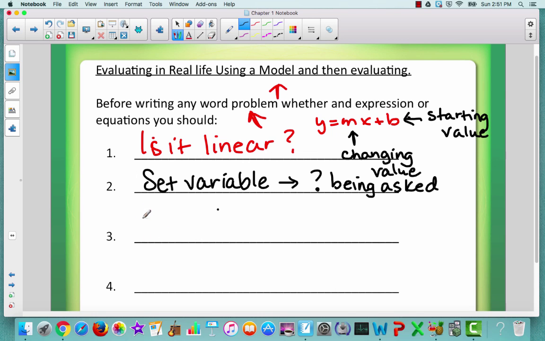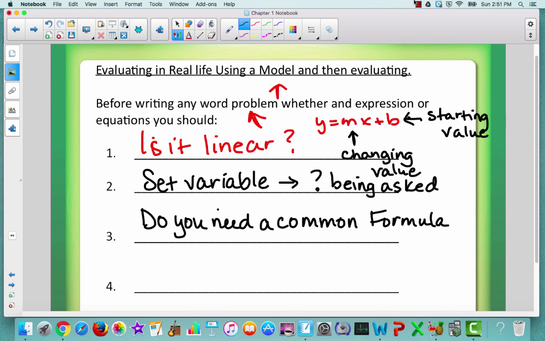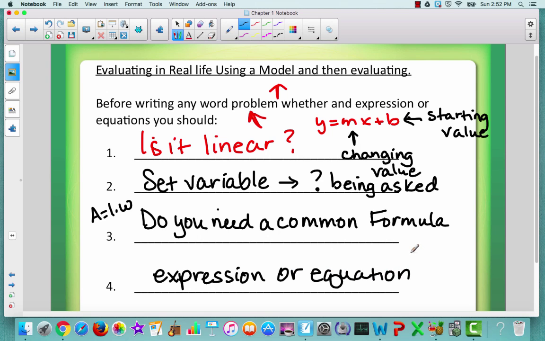Okay, another thing that you always want to look for is, do you need a common formula? And by common formula, I mean area equals length times width, the area of a rectangle, or perimeter, or distance equals rate times time. All right, and then the last thing I always ask myself is, do I need an expression or equation? And usually they're going to tell you either write an expression or solve, and if you're solving, you need an equation.